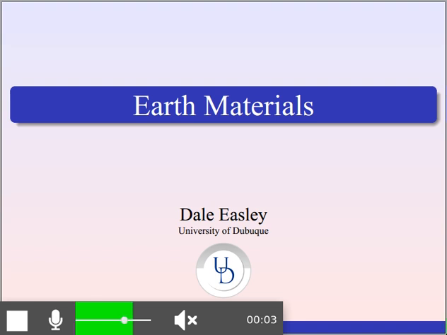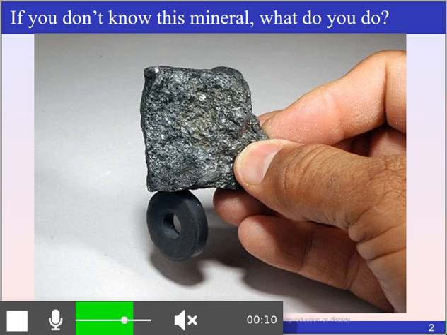We're going to be talking about earth materials today, mostly the small scale things that make up rocks. Okay? So, in lab we will have looked by this time at the different minerals.